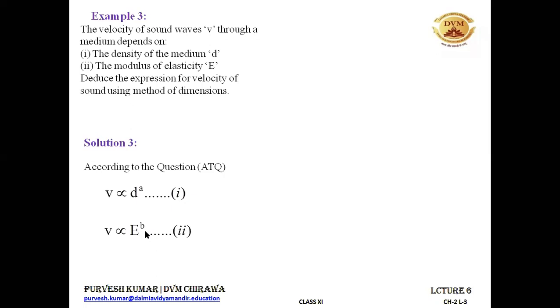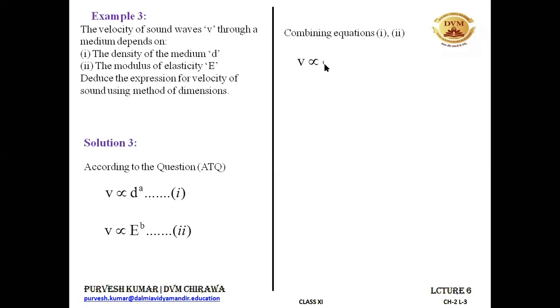All right. Now combining these 2 equations, we can write that v is proportional to d to the power a, E to the power b. And when you remove this proportionality sign, there will be one constant and you are left with v is equal to k d to the power a E to the power b. All right. We are left with this thing. This is our equation 4. Now our job is to find the values of A and B. All right.